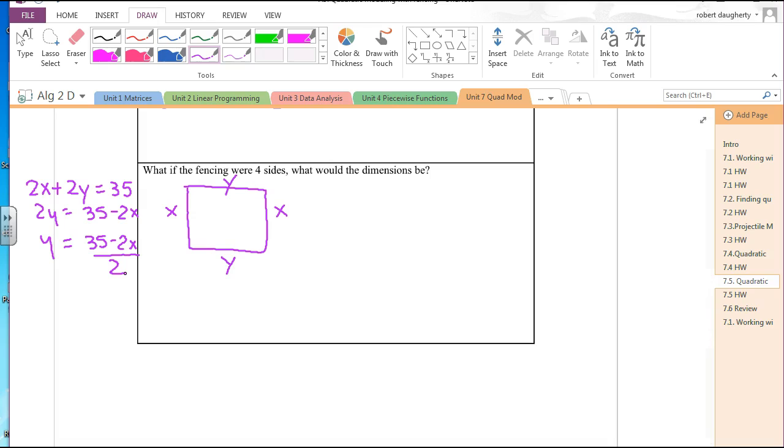So now I want to solve this for the area. The area was what again?